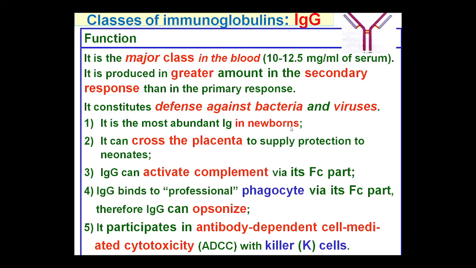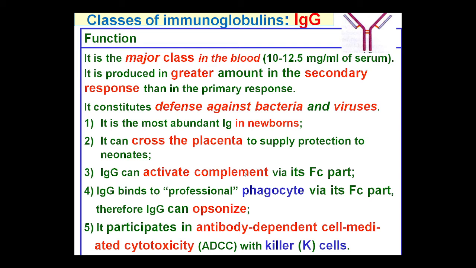This presence of immunoglobulin G in the blood of the newborns depends on the second property of this immunoglobulin. Immunoglobulin G can cross the placenta to supply protection to neonates. Third property, immunoglobulin G can activate complement via its Fc part. It means immunoglobulin G may serve as the activator of the classical pathway of the complement system.